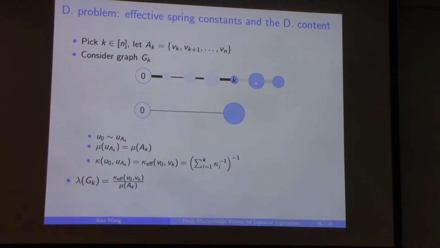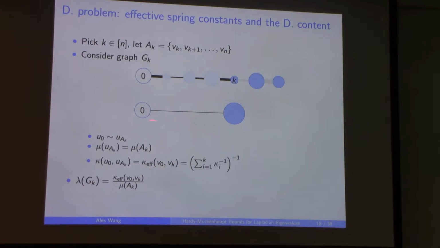I'm going to ask you to squint really hard until all the vertices here look like one single vertex, and all the edges here look like a single edge. All right? So formally, I'm going to pick some k and n. I'm going to let a sub k be the vertices after the kth vertex. So here, a sub k is these three vertices. And I'm going to create a graph, g sub k.